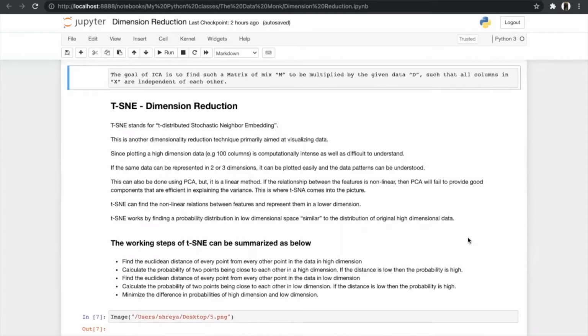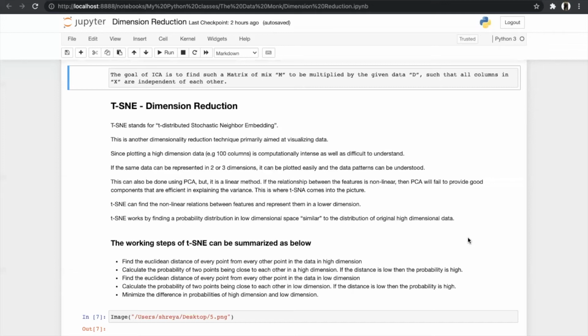This can also be done using PCA, but it is a linear method. If the relation between the features is non-linear, then PCA will surely fail to provide good components that are efficient in explaining the variance. This is where t-SNE comes into the picture. t-SNE can find the non-linear relationship between features and represent them in a lower dimension. So basically, it reduces the high dimensional data to 2 or 3 dimensions.